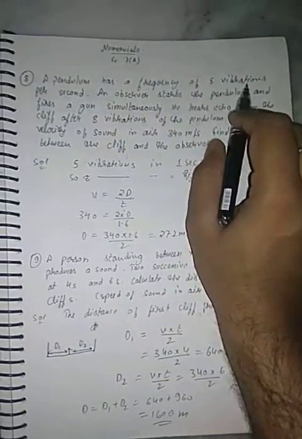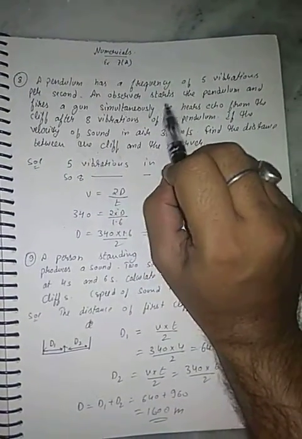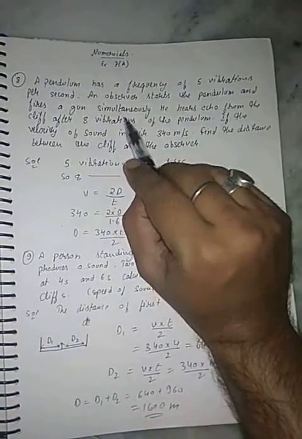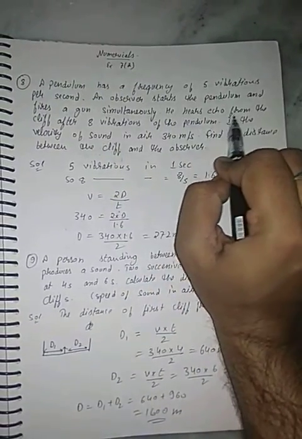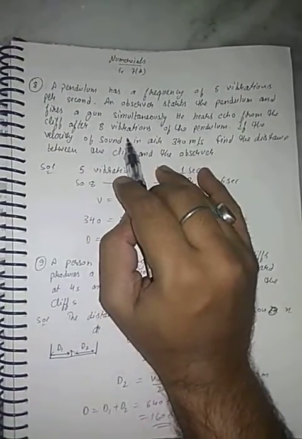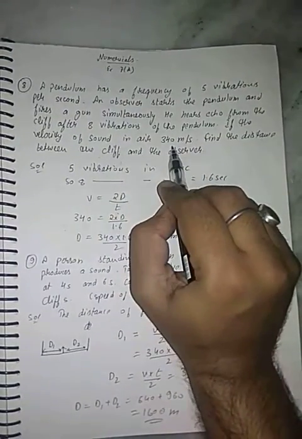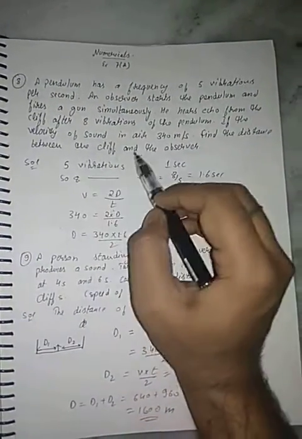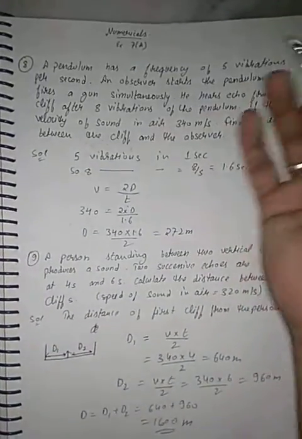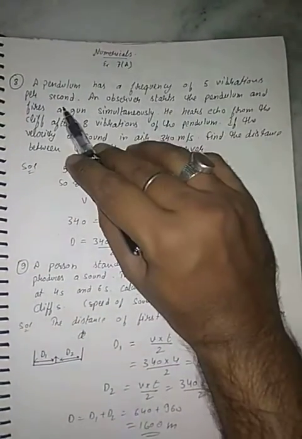The first numerical is: a pendulum has a frequency of 5 vibrations per second. An observer starts the pendulum and fires a gun simultaneously. He hears an echo from the cliff after 8 vibrations of the pendulum. If the velocity of sound in air is 340 meter per second, find the distance between the cliff and the observer. Now see, according to the question, 5 vibrations in 1 second.